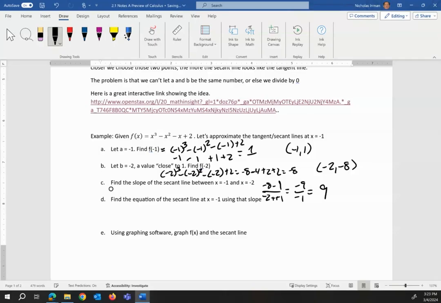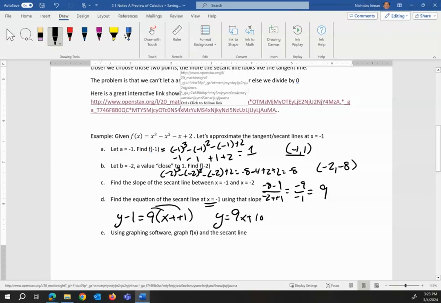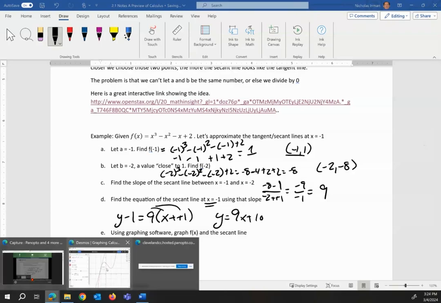We can then use that slope and that first coordinate point to make a secant line. y minus y1, so y minus 1, equals m times x minus x1, minus negative, turn to positive, distribute that 9, and then add the 1. So 9 times 1 is 9, 9 plus 1 is 10. Using graphing software, let's graph f of x and its secant line.